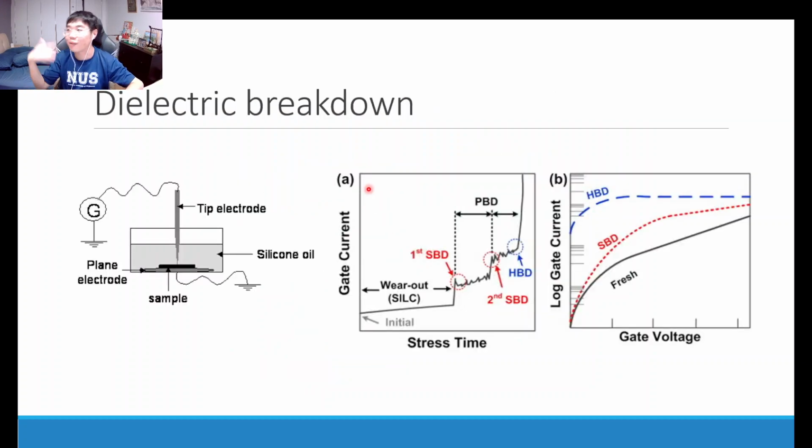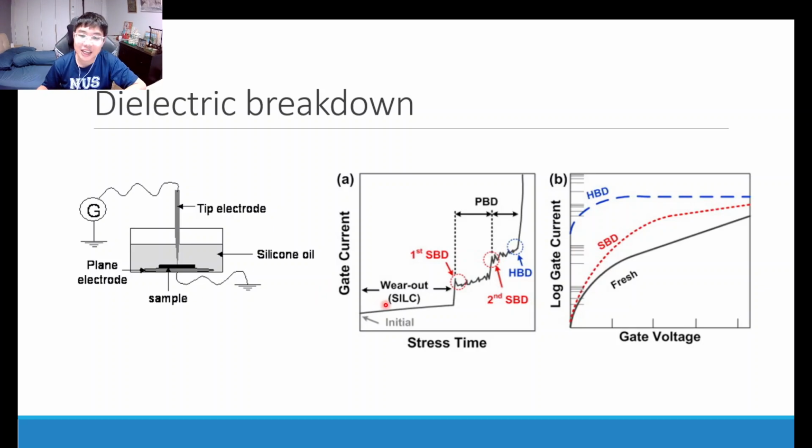Okay, so now once again talking about gate oxides, what happens when your gate voltage is too large, or let's say a certain gate voltage is applied for too long a duration? What can happen is dielectric breakdown. So how is dielectric breakdown measured? It's measured by having the dielectric or a device sandwiched between two electrodes, and a constant voltage. Normally it's a constant gate voltage that's being applied to your gate dielectric.